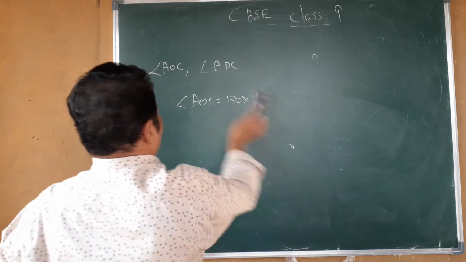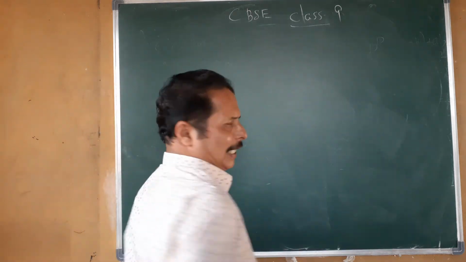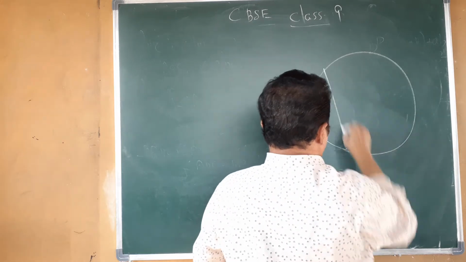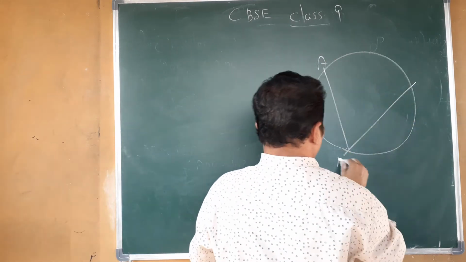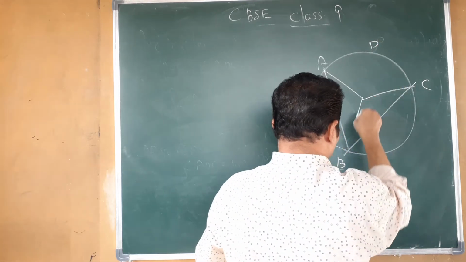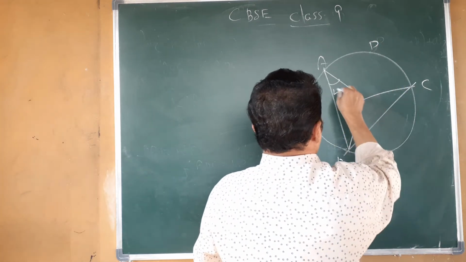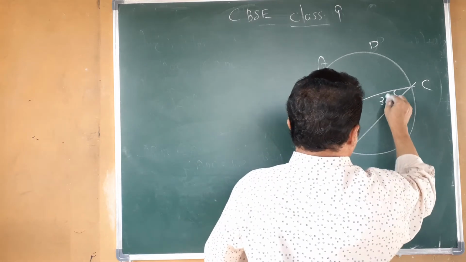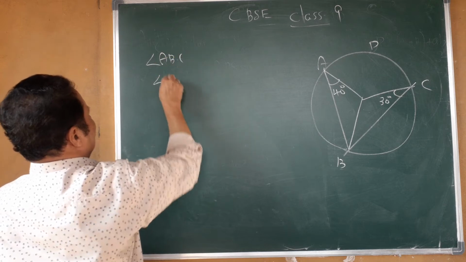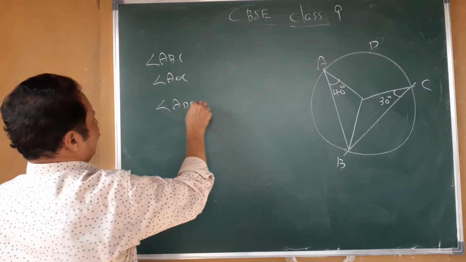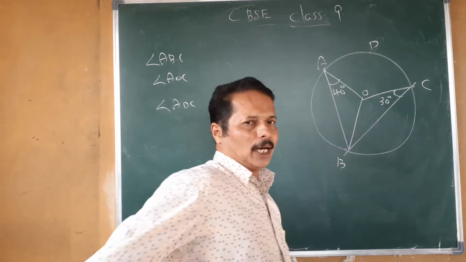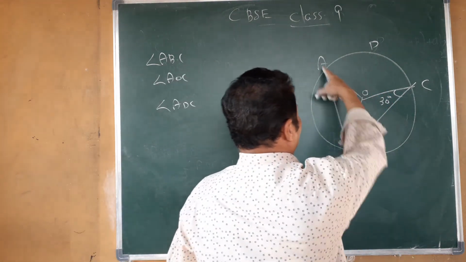Okay. Then another one, a comparatively larger problem. Maybe it carries 2 marks or 3 marks. Look here. Now the figure is the same, and it is given here 40 degrees and 30. We want to find angle ABC, angle AOC and angle ADC. Comparatively larger problem. Here O is the center of the circle.